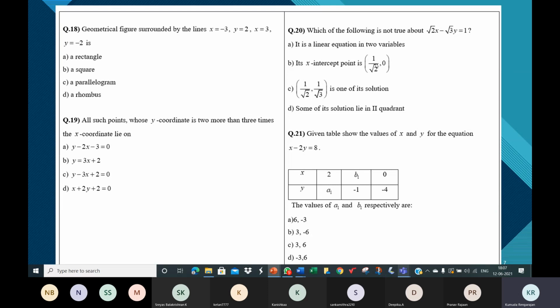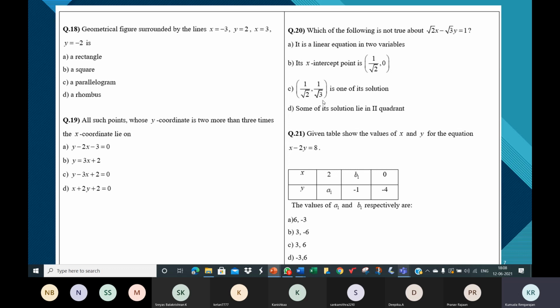See, for this value of x, 1 by root 2, we know y is 0 because it satisfies the equation. For the same x value 1 by root 2, you cannot have 1 by root 3. So it's very obvious that this is false because this is true. Anyways, you can just substitute and check. So you will get 1 minus 1, 0.